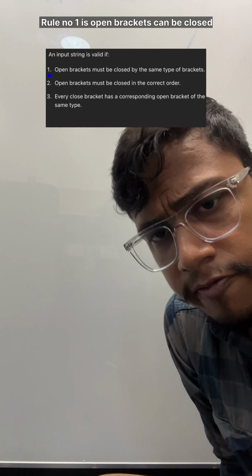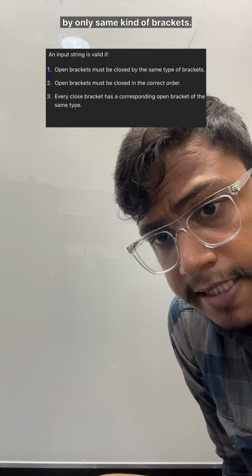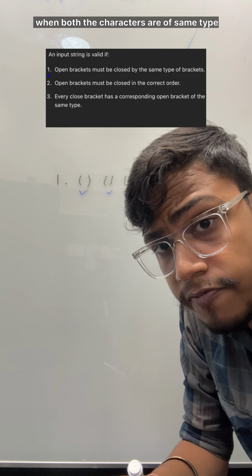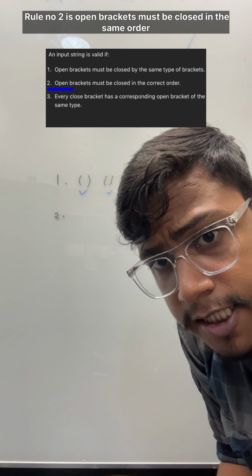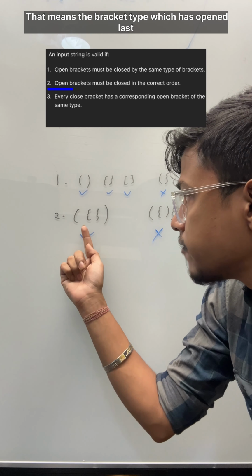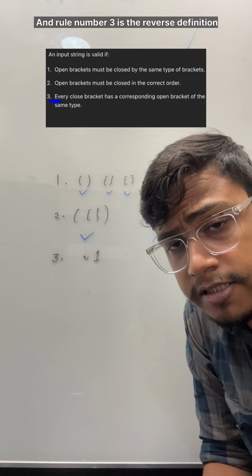There are 3 rules defined here. Rule number 1 is open brackets can be closed by only the same kind of brackets. For example, a bracket will only be considered closed when both the characters are of the same type. Rule number 2 is open brackets must be closed in the same order. That means the bracket type which has opened last should be closed first. And rule number 3 is the reverse explanation of rule number 1.